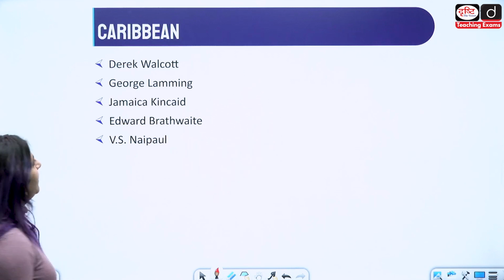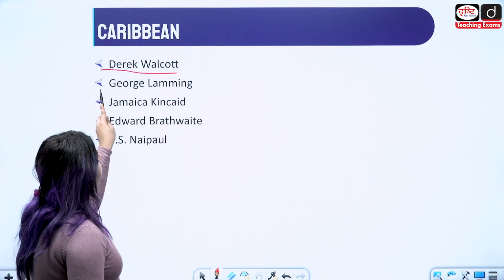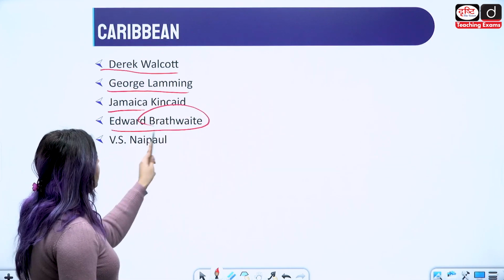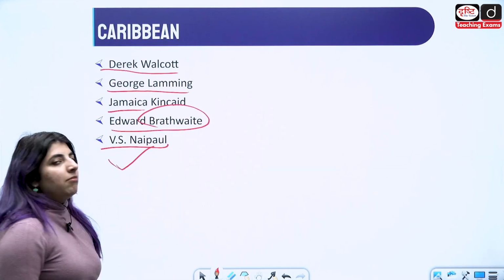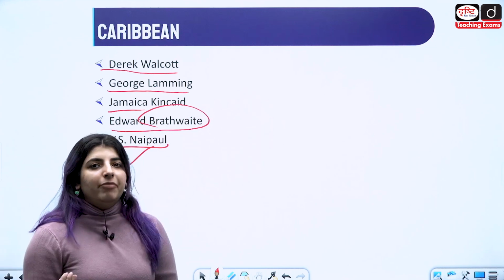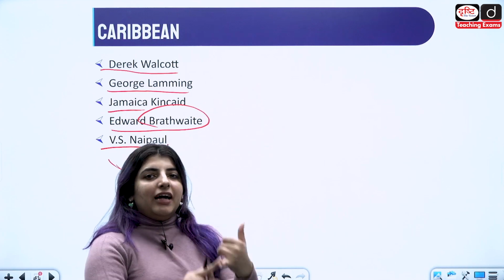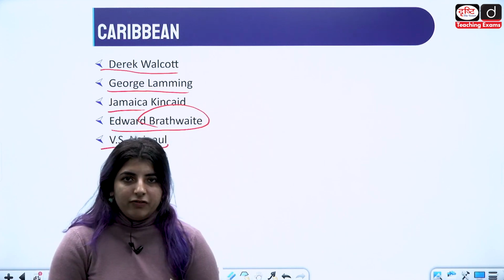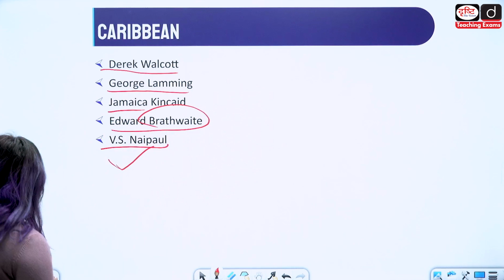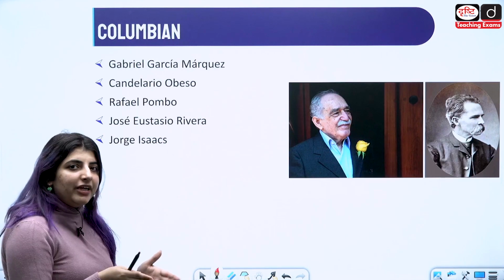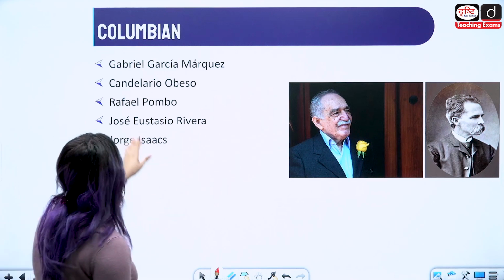Then in the Caribbean, we have Derek Walcott, George Lamming, Jamaica Kincaid, Edward Brathwaite and Naipaul. Naipaul's work, multiple times in diaspora as well, has been asked, and it has been asked in such a manner that we see they ask questions related to the subtitles of the works and all. Correct? So Naipaul.